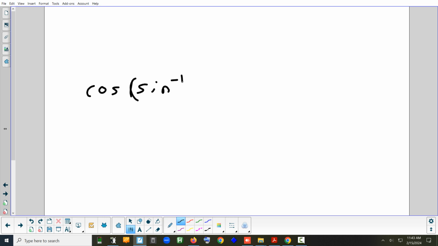If you had an inverse trig function on the outside, would it be the same process? When there's an inverse on the outside, it's a little different. I'm not going to get into it, but you can still do it, but it's not exactly the same.